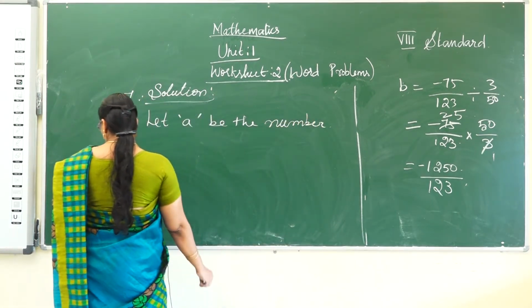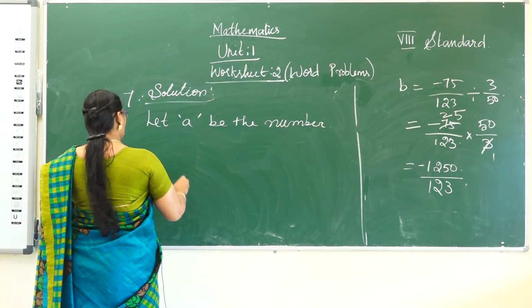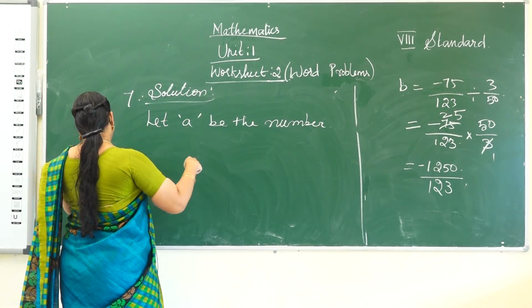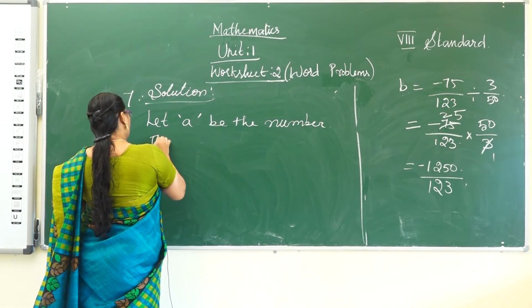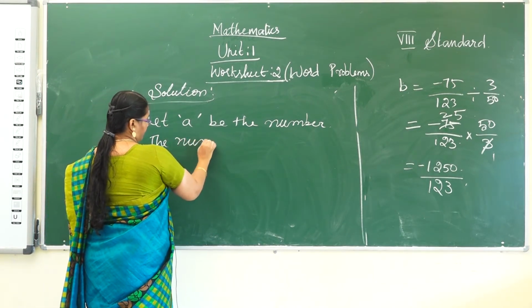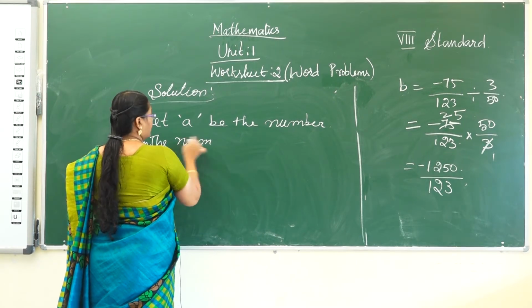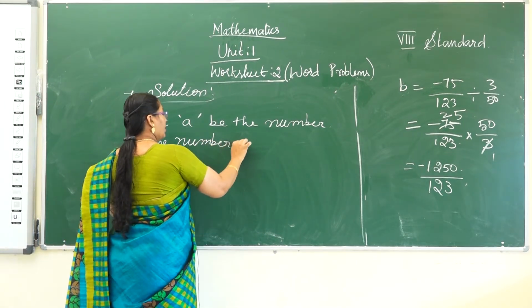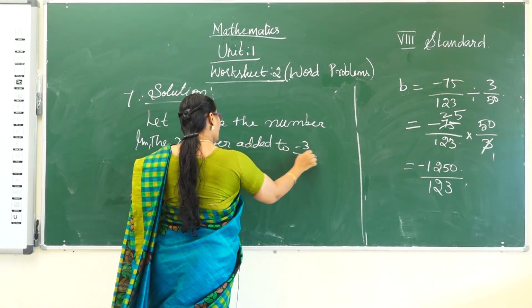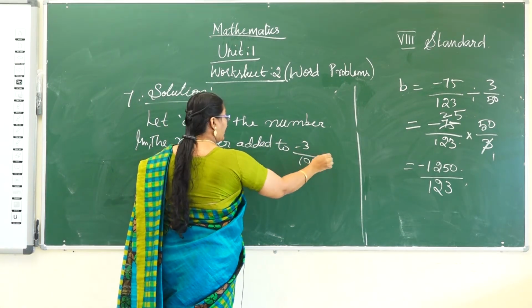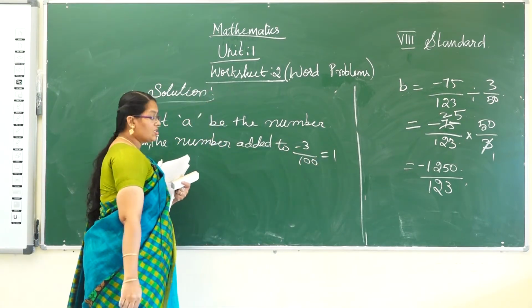Number. Okay. And what is given? A number added to minus 3 by 100. The number given. The number added to minus 3 by 100 is to get the value as 1.